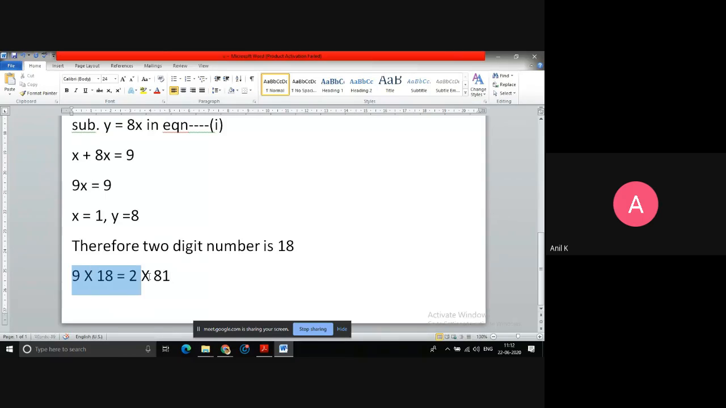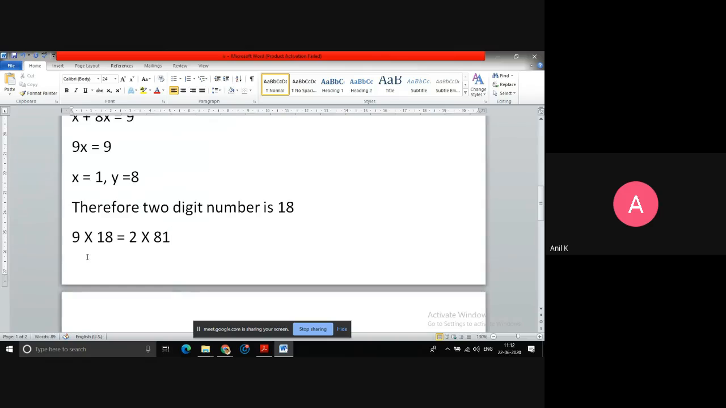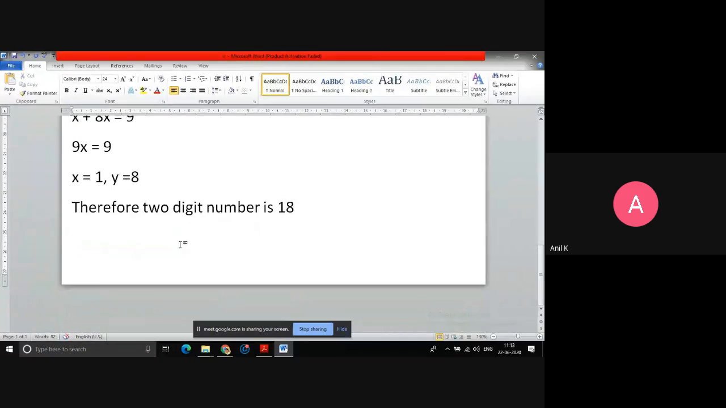Check whether both the answers are the same or not. What is 9 times 18? 90 plus 72 will be 162. And 2 times 81 is also 162. Hence, my answer is right. Okay, so this cross-checking need not be shown in the exam, it is just for your confirmation that you solved it correctly.